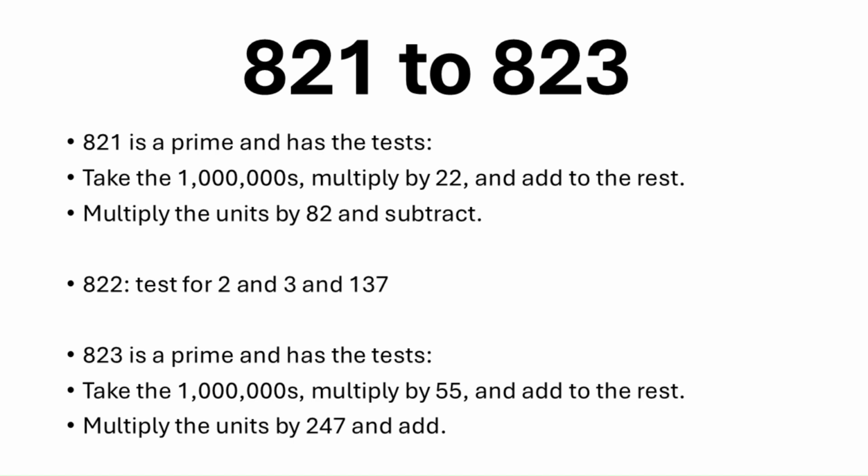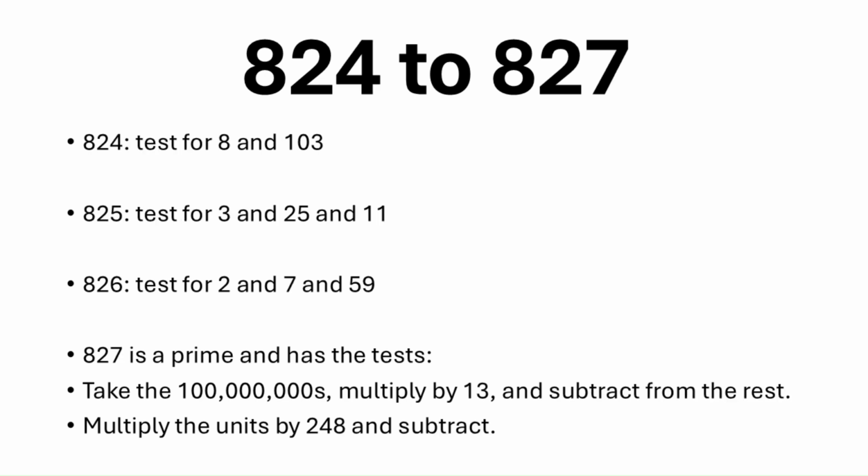Take the 1 millions, multiply by 55, and add to the rest. Multiply the units by 247 and add. 824, test for 8 and 103. 825, test for 3 and 25 and 11. 826, test for 2 and 7 and 59. 827 is a prime and has the tests.